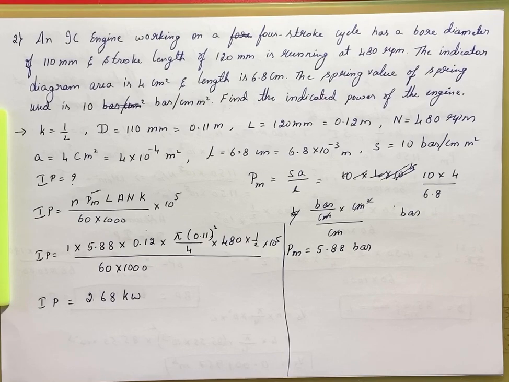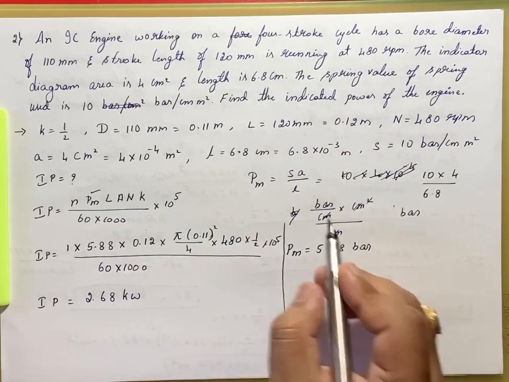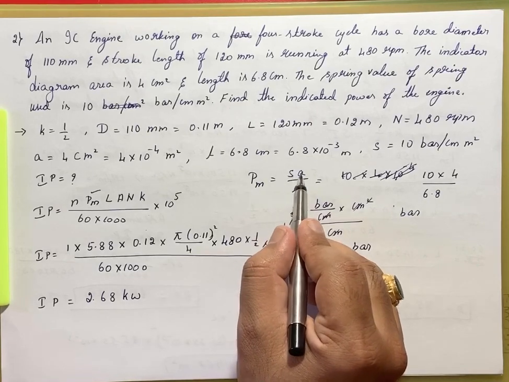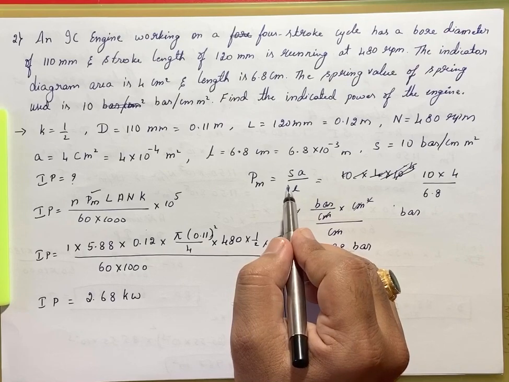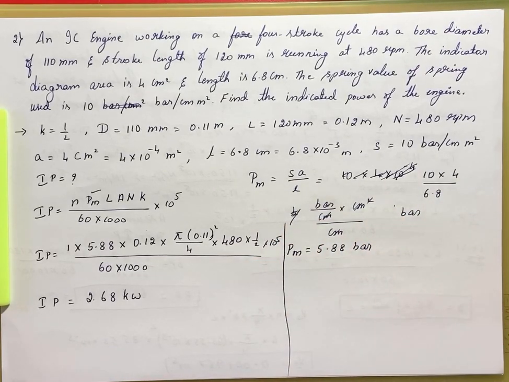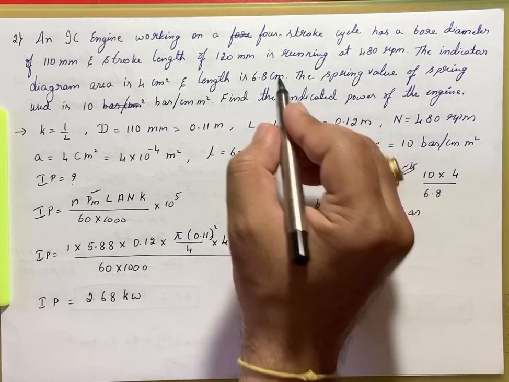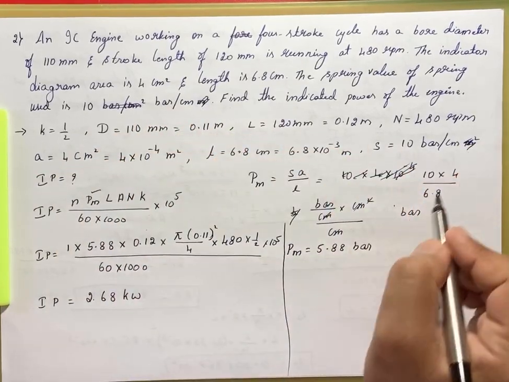Now here, whenever you substitute, either substitute everything in centimeter or convert everything in meters. The spring value of the spring used is bar per centimeter, that's it. Bar per meter or bar per centimeter here. This question, it is bar per centimeter, that's it here.